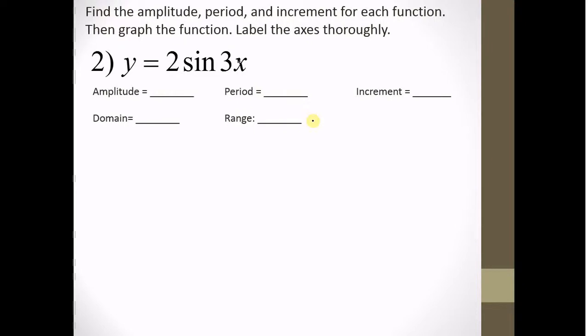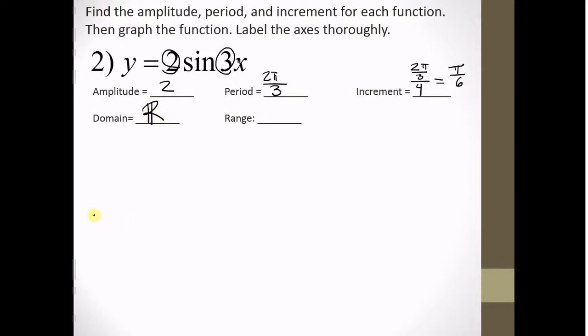Let's try it again using this one in particular. So my amplitude, remember that's the number in front, 2. Period, 2 pi divided by my b, which is 3 in this case. Can't simplify that, it's just 2 pi over 3. So this is going to be gross. 2 pi over 3 divided by 4. Go 2/3 divided by 4 quick on your calculator, and you will see you'll get 1/6, which is pi over 6, okay? So that's going to be my increment for this time.